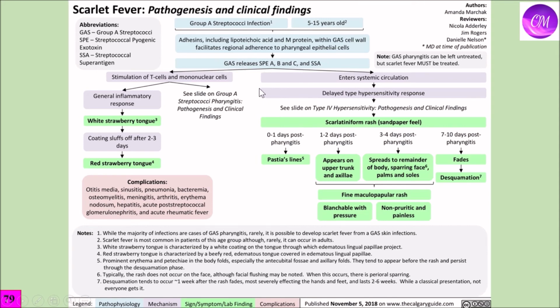And these toxins that enter systemic circulation result in the delayed type hypersensitivity response, and they result in the development of the scarlatiniform rash. In the first stage post-pharyngitis, Pastia lines appear, then 1 to 2 days post-pharyngitis the rash appears on the upper trunk and axilla. Between 2-4 days, the rash spreads to the remainder of the body, sparing face, palms, and soles. And at 7 to 10 days, the rash phase ends with desquamation.